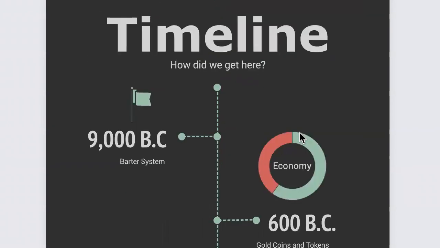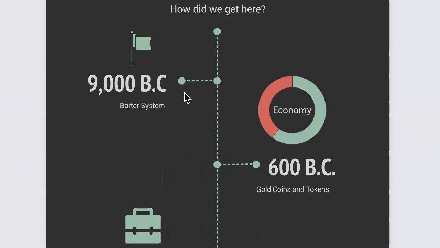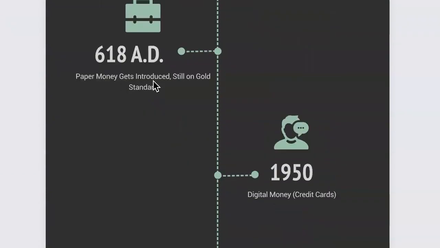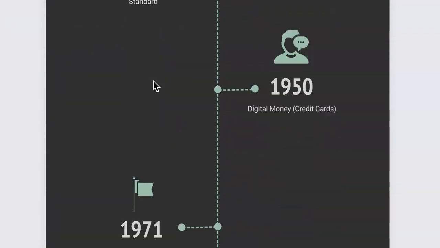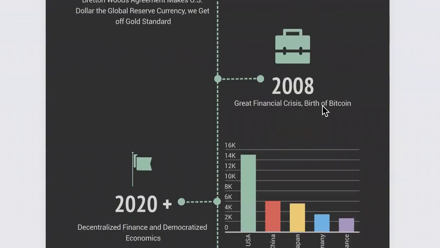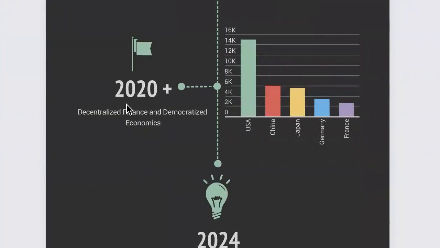So just to recap with you guys, we went from trading goats and sheep to gold coins and what those represented, the sheep that we were trading. Then we get paper money that's backed by gold. Then we get the first introduction of digital money in the form of credit and debit cards. Then the world goes through a giant shift where the dollar is the world's reserve standard. Great financial crisis leads to Bitcoin. And then now in 2020 and above, this entire decade, it's decentralized finance and democratized economics.